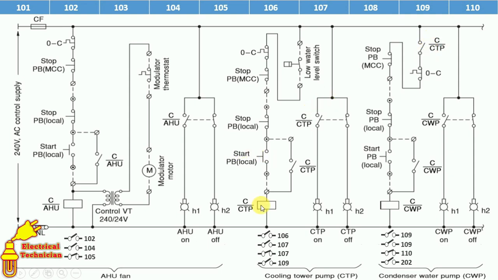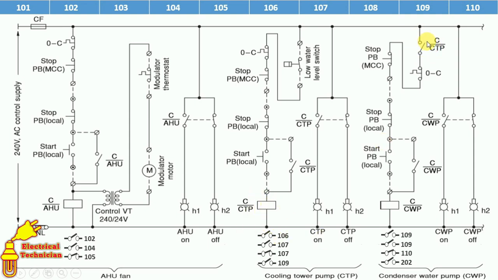Now see here, NO is connected with indication circuit, that is NO contact of this contactor is used for on indication. In the same way, NC contact of this contactor is used for off indication. Now see, circuit you can see here, from here to here, it is written condenser water pump. It means this circuit is made for condenser water pump.